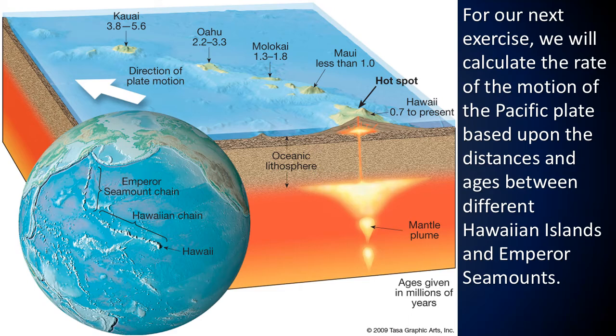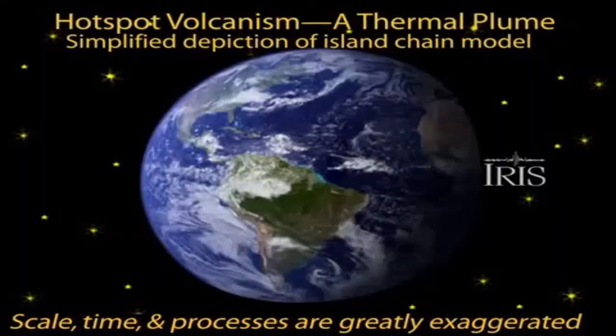As the tectonic plate moves over the stationary hotspot, the volcanoes are rafted away and new ones form in their place. This results in a chain of volcanoes such as the Hawaiian Islands and the Emperor Seamount chain. Let's watch a video that reviews these basic concepts of hotspot volcanism. This is a video from IRIS, the Incorporated Research Institutions for Seismology, which is a consortium of research and educational institutions funded by the National Science Foundation.